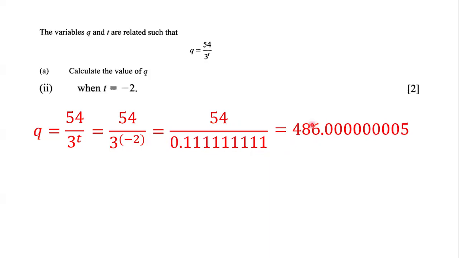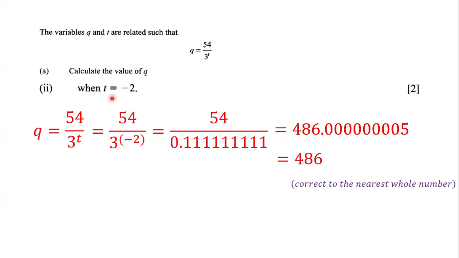486.000000005. But we're going to take this number and express it correct to the nearest whole number. Notice that this digit is 0 and it's less than 5, so we cannot round up. And so our answer is going to be 486, correct to the nearest whole number.